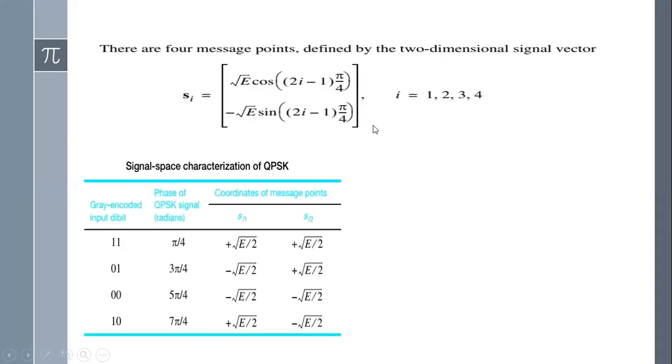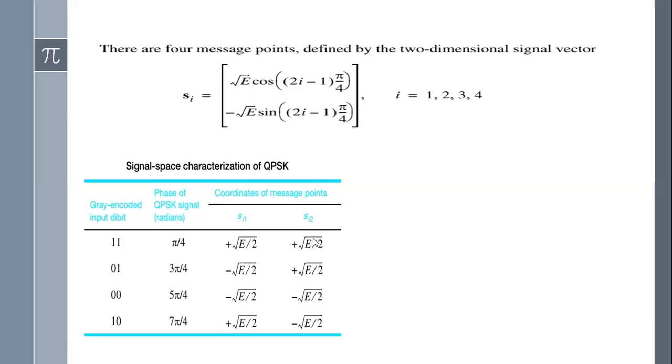Okay, so this is how we are characterizing. Since I was sending Gray encoded bits, we have 11, 01, 00, 10, and 11 is represented by the basis phase pi by 4, 01 by 3 pi by 4, 00 by 5 pi by 4, and 10 by 7 pi by 4. Since we have 2 message symbols, the coordinates will be root E by 2 plus root E by 2. This will be clear when I show you the signal space diagram.